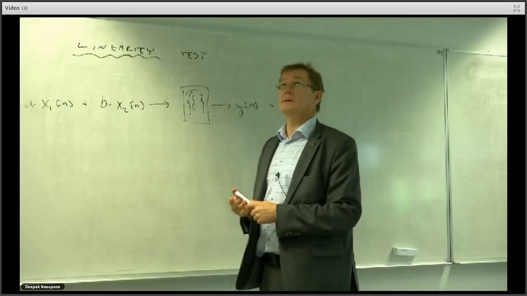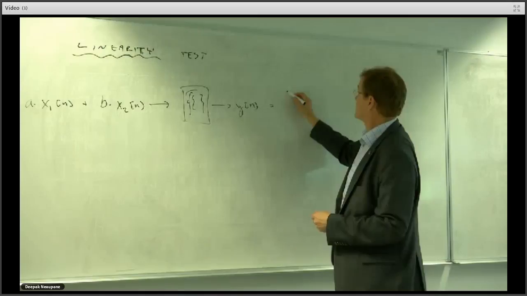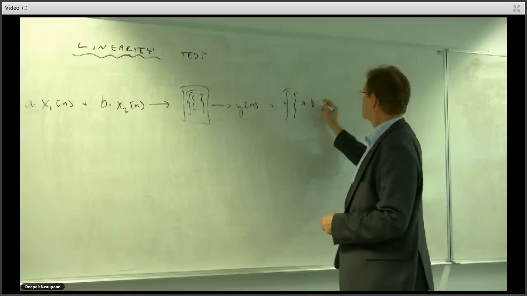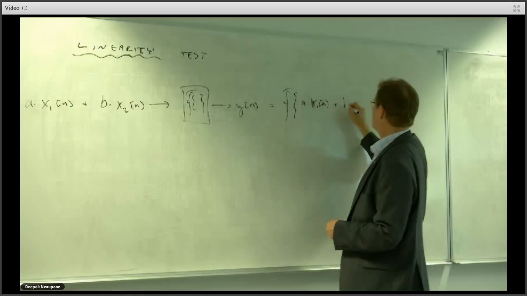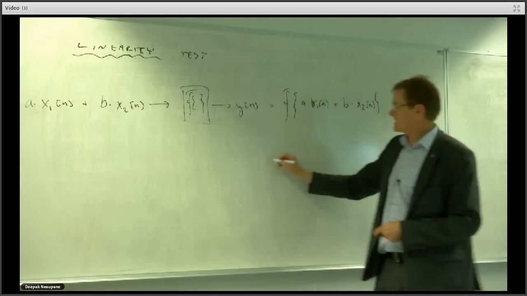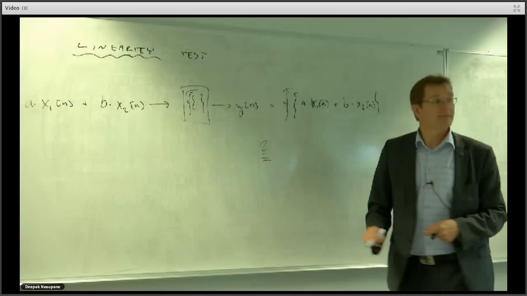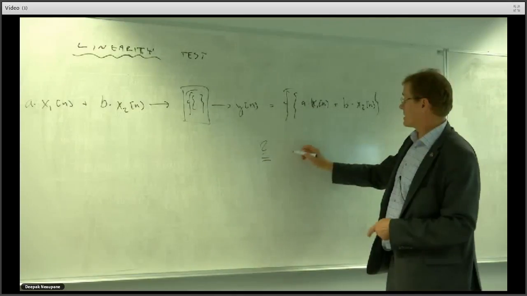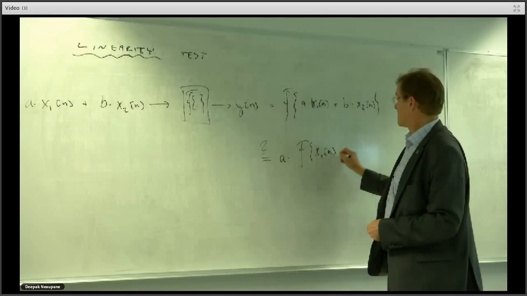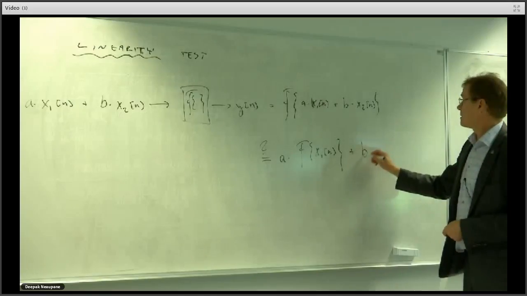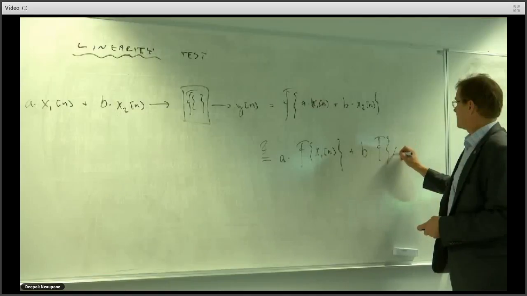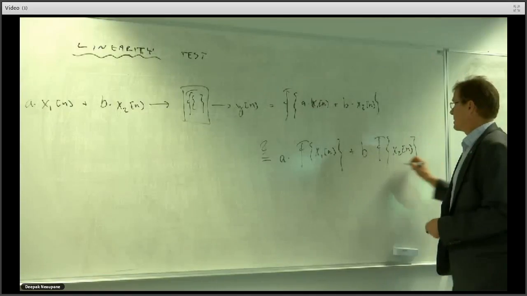Okay, just thinking. So this is the f of a times x1[n] plus b times x2[n]. And the test here is if this function actually is the same as that one. Can you take a and b out, and can you take that sum apart from each other?